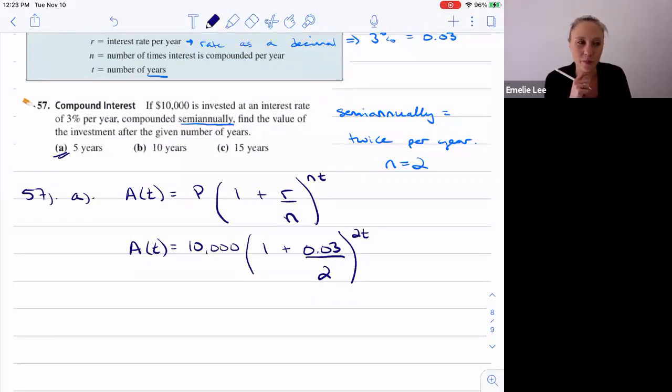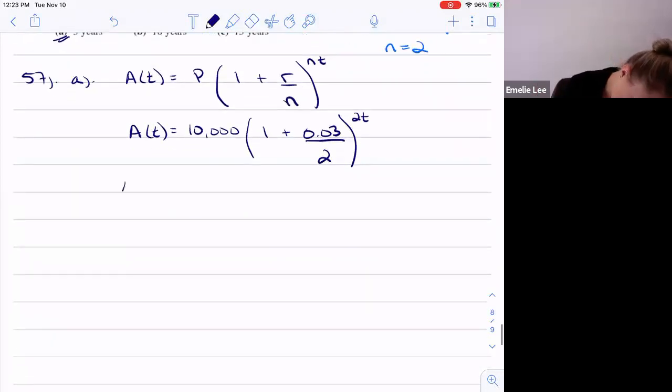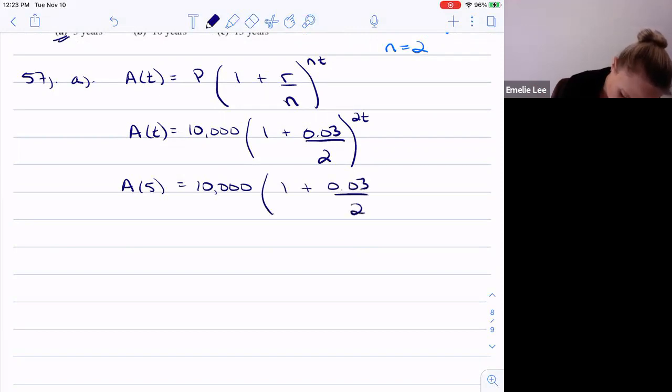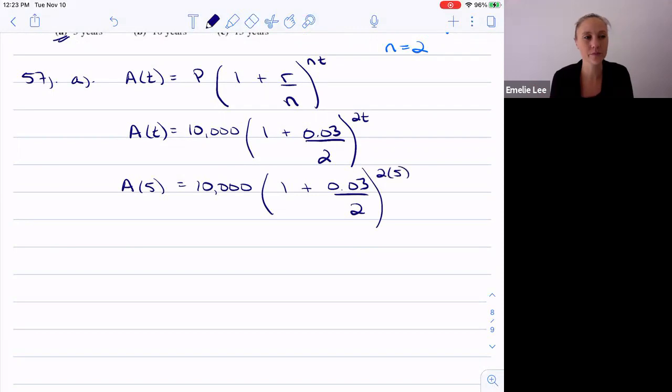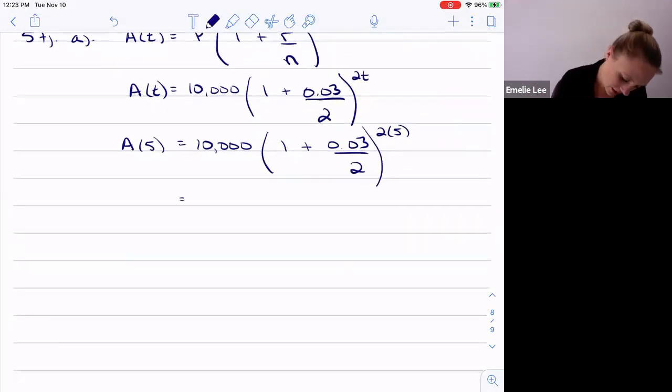Now, for part A, I want to find where t equals 5, right? So all I'm going to do is replace that t with 5, and so I get A of 5 is 10,000 times 1 plus 0.03 divided by 2, to the power of 2 times 5. Okay, so now I get 10,000.